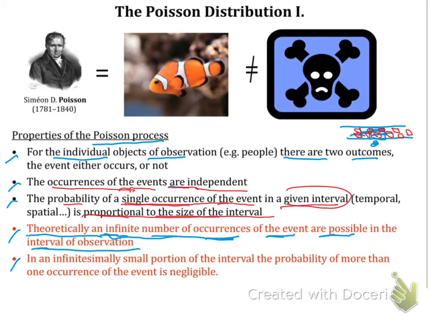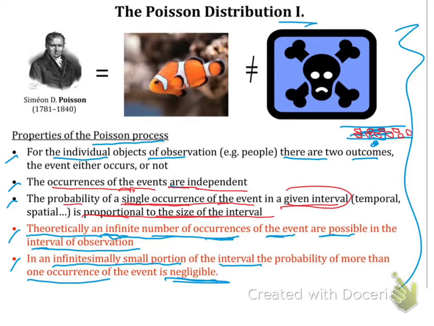On the other hand, for an infinitesimally small portion, if I have a very, very tiny portion of the interval, the probability of more than one occurrence of the event is negligible. So we can consider it as 0 if the interval is very, very small. So this is called Poisson distribution, part 1.